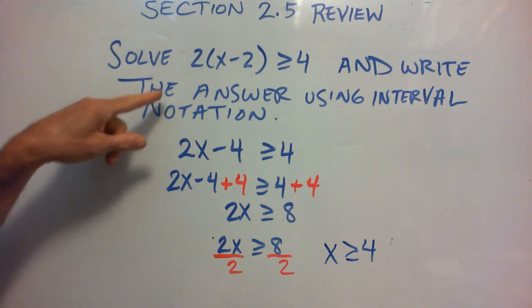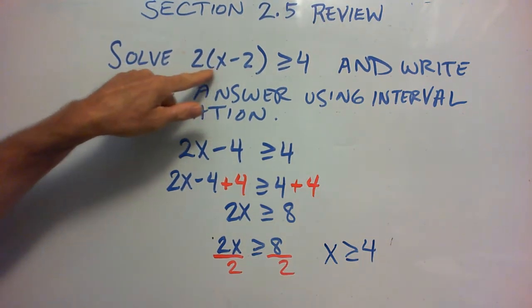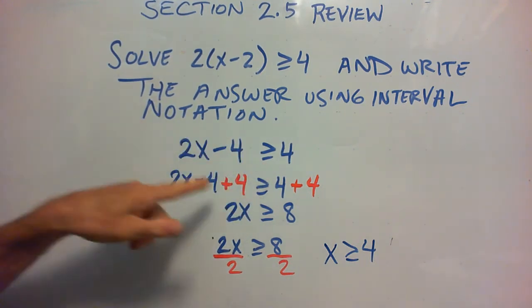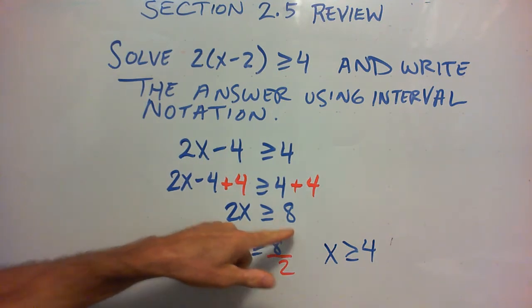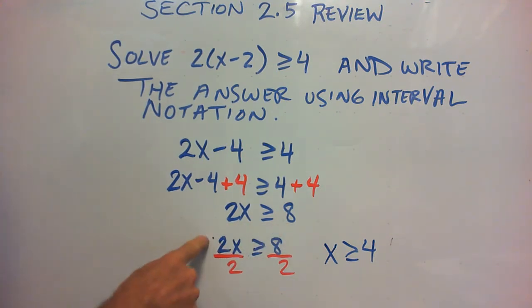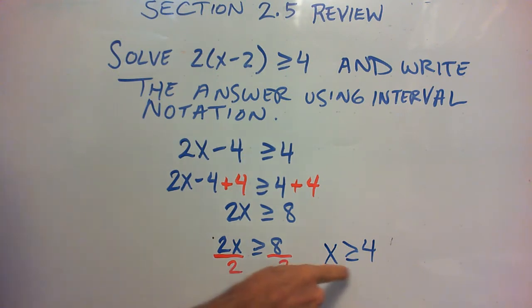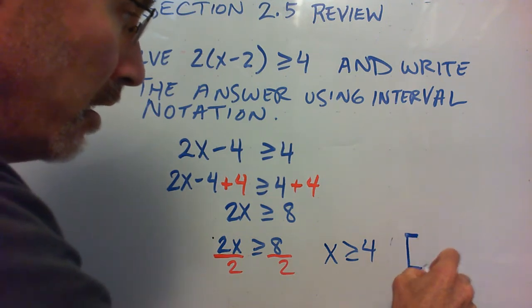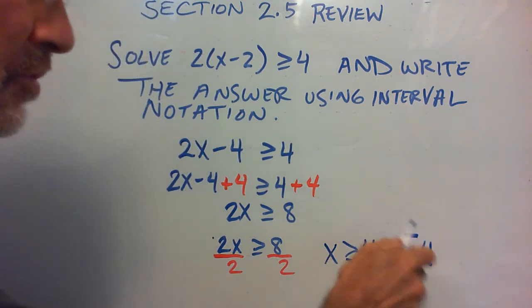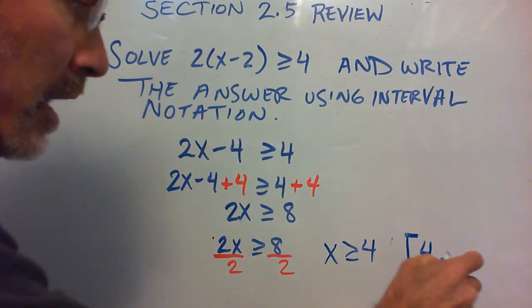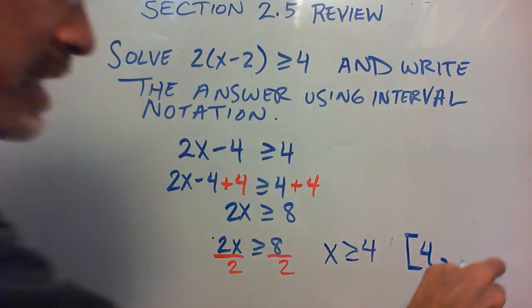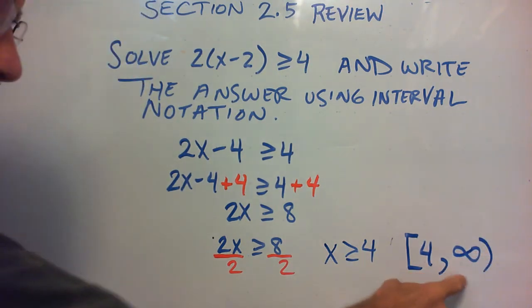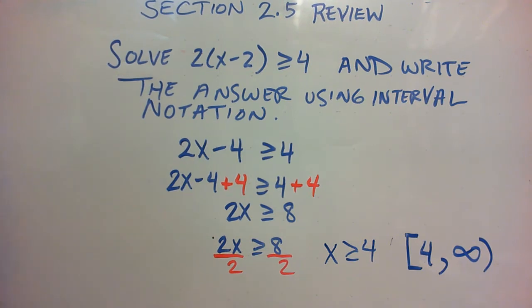So here we first distribute 2 times x, 2 times negative 2 gives us 2x minus 4 greater than or equal to 4. Add 4 to both sides, 2x greater than or equal to 8. Then divide both sides by 2. And we get x greater than or equal to 4. And in interval notation, the interval starts at 4, includes 4, so we have a square bracket 4. The interval goes on to infinity, so we have comma infinity. So that's our interval notation answer.